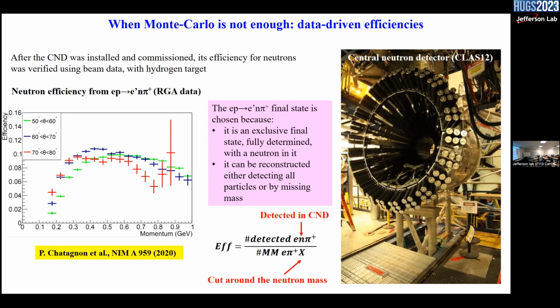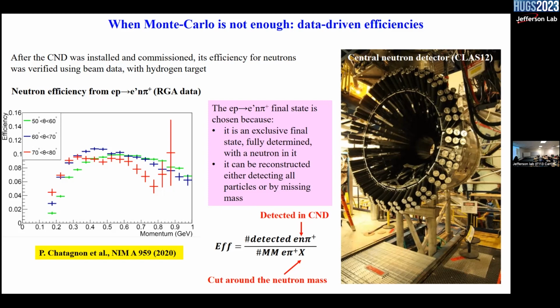So we wanted to make sure we really knew the detection efficiency of our detector. We used the beam data taken with a hydrogen target, and we used, again, a reaction that we had already used for other applications before: EP goes to E N pi plus. It's a kinematically complete reaction. And guess what? It's an exclusive reaction. Exclusive reactions are really nice because you can use them for a lot of applications.